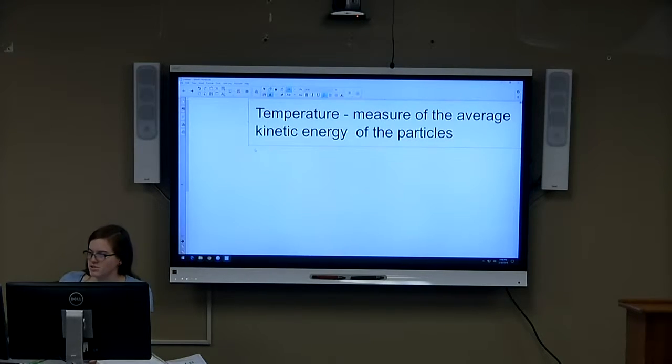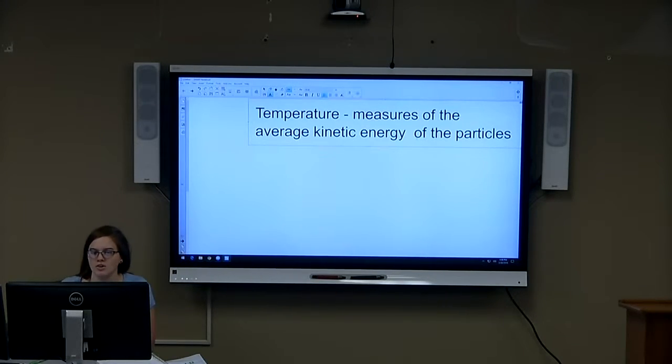it says temperature measures the average kinetic energy of the particles. So whenever you feel something is hot or whenever you feel something's cold, what you're actually feeling is the movement between the particles in the object. So if it's hot, then the movement of these particles speeds up, and the friction in between the particles causes heat. If it's cold, they slow down, and this creates less friction, which means that it's going to be cold.